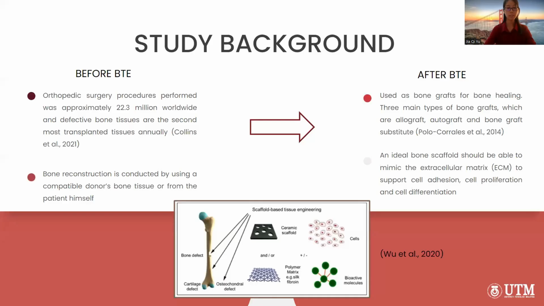Let me start with my study background. Approximately 22.3 million orthopedic surgeries were performed worldwide, and defective bone tissues are the second most transplanted tissues. Before bone tissue engineering was developed, bone reconstruction was conducted using a compatible donor's bone tissue or from the patient himself. After bone tissue engineering was introduced, the bone scaffold is fabricated and used as a bone graft for bone healing.